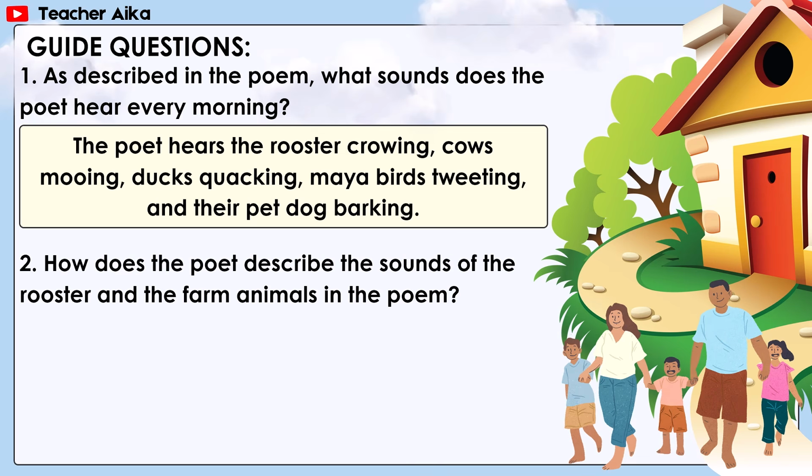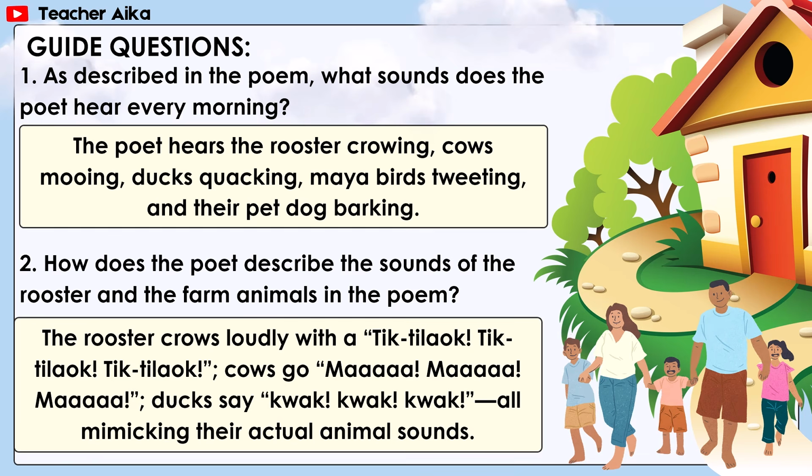2. How does the poet describe the sounds of the rooster and the farm animals in the poem? Answer. The rooster crows loudly with a tik-tilaok, tik-tilaok, tik-tilaok. Cows go ma, ma, ma. Ducks say quack, quack, quack, all mimicking their actual animal sounds.